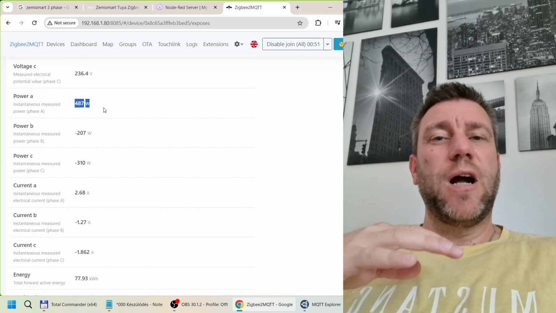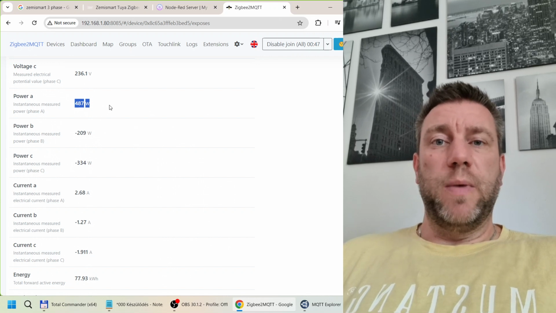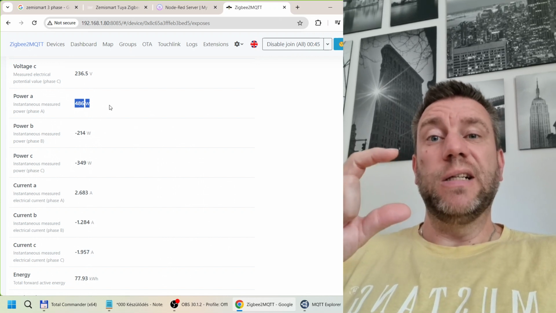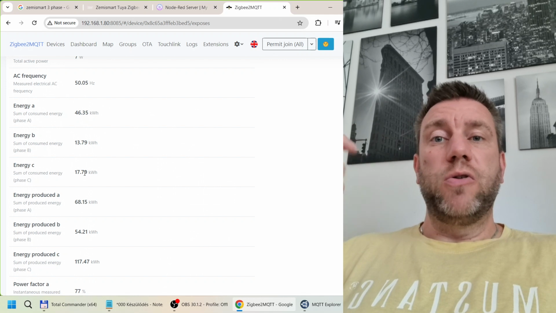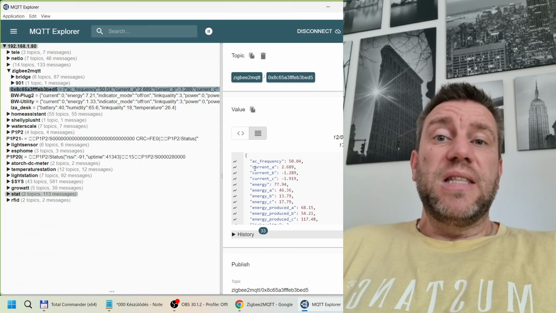So that basically covers all the different things that you want to do in a home automation system. You basically have every single data point that you can build your own triggers and your own automations on. So I think it's a great device.